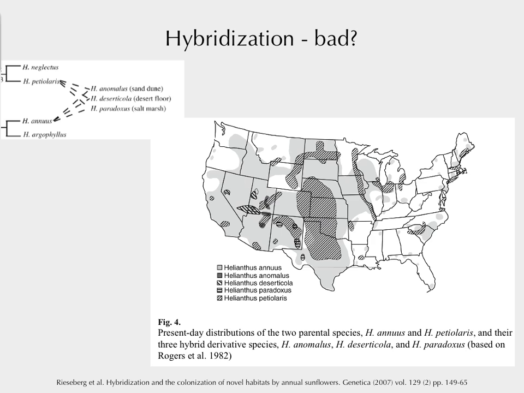And here we see a map showing the parent species, Helianthus annuus and its relative, and then these little hybrids. And they can occur in places where the parents don't. Right, so what could we have going on here?